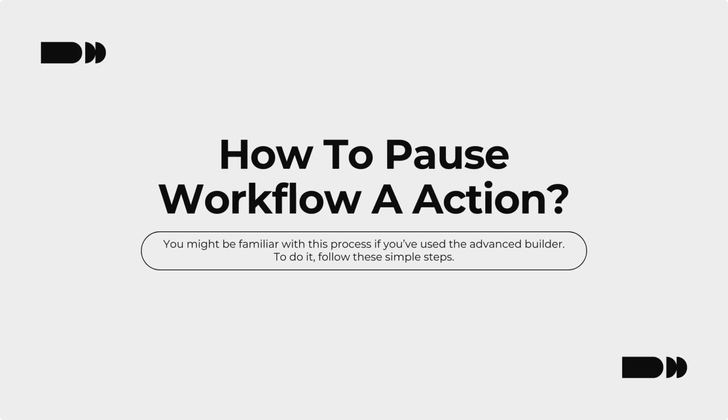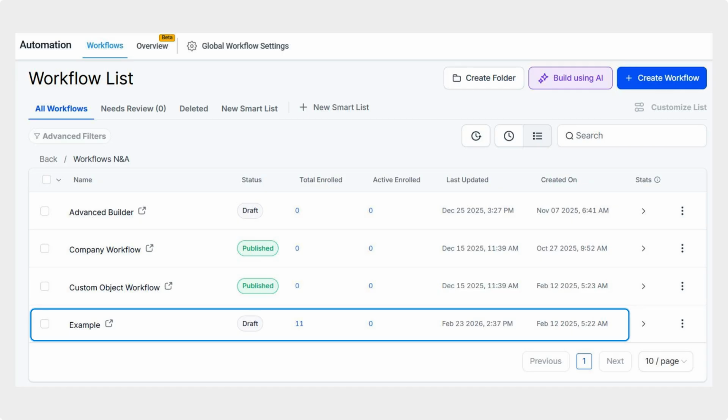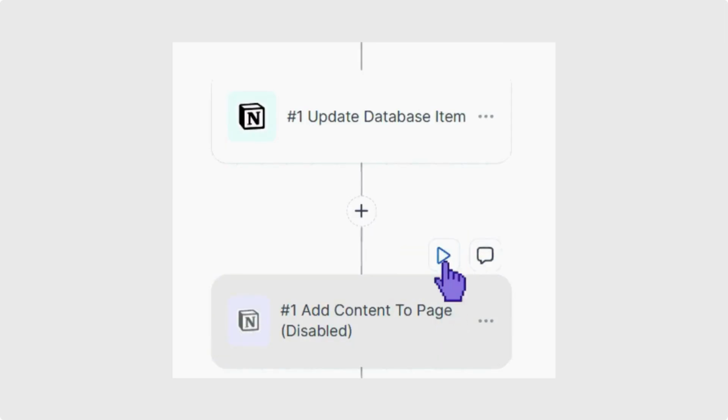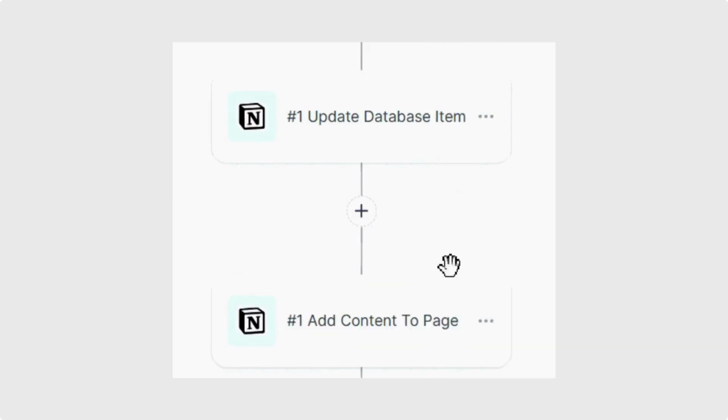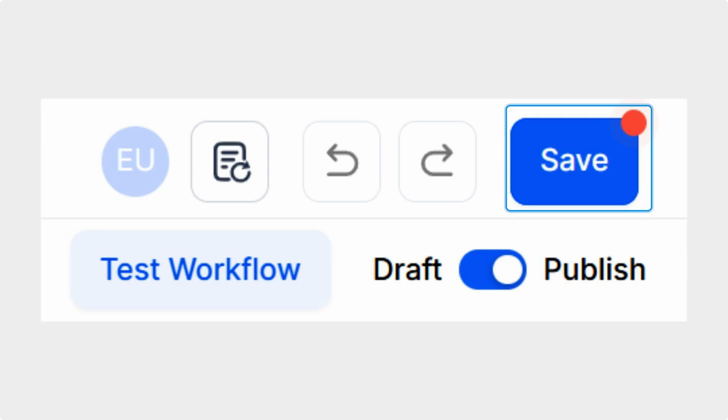To do it, follow these simple steps. Head to the Workflows tab inside the Automation section and edit any regular workflow. In the Standard Builder, hover over any node and click the pause or play icon. Save your changes if editing a published workflow.